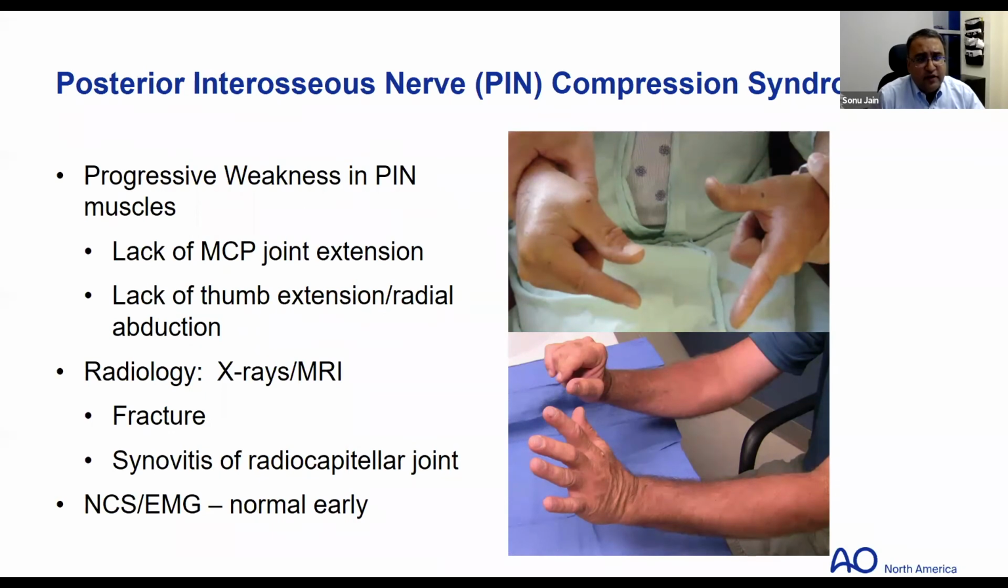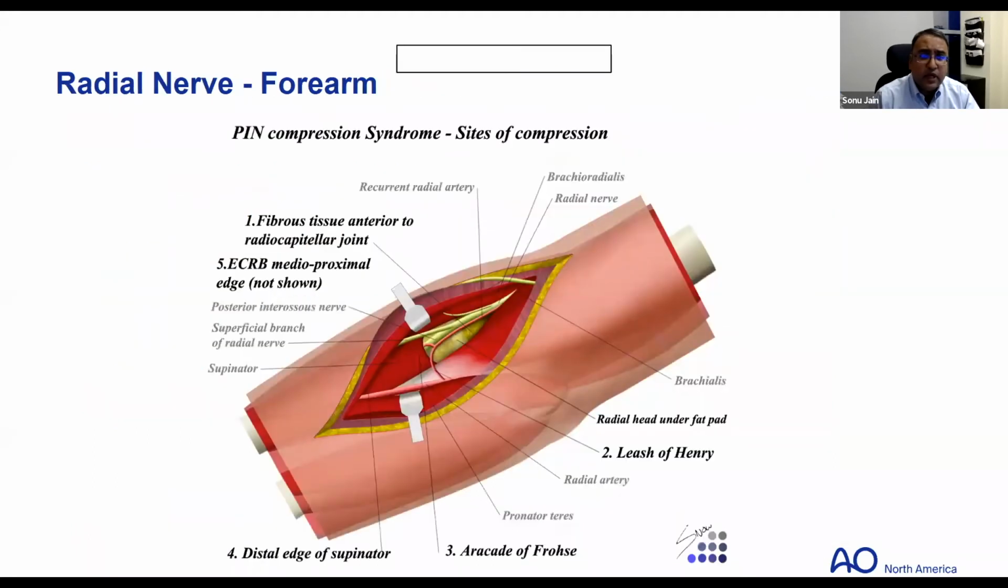So then you also have posterior interosseous nerve compression syndrome, and you can get progressive weakness in the PIN, lack of MP joint extension, thumb extension, radial abduction. You can have a potential fracture that may be causing this, or you can have synovitis of the radiocapitellar joint, and you get EMG findings which are normal earlier on.